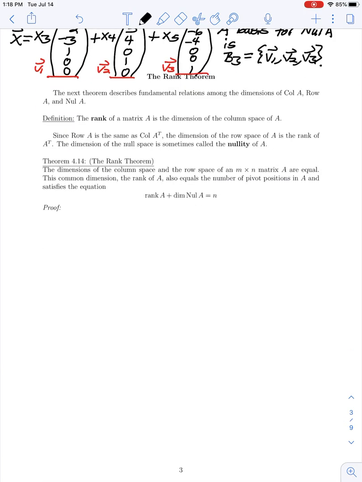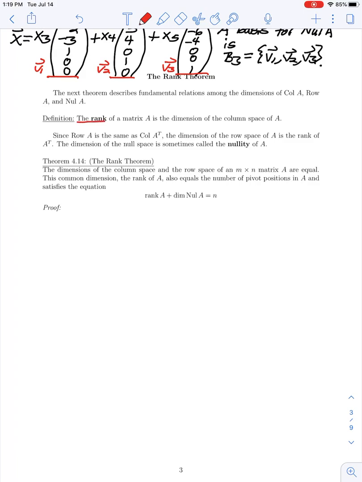Now, the next part of our section is going to deal with a result known as the Rank Theorem, or in other textbooks, you'll see this called the Rank Nullity Theorem. So this result is going to describe a relationship among the dimensions of the column space of a matrix, the row space of a matrix, and the null space of a matrix. So let's introduce a little terminology that's needed before we can state this theorem.